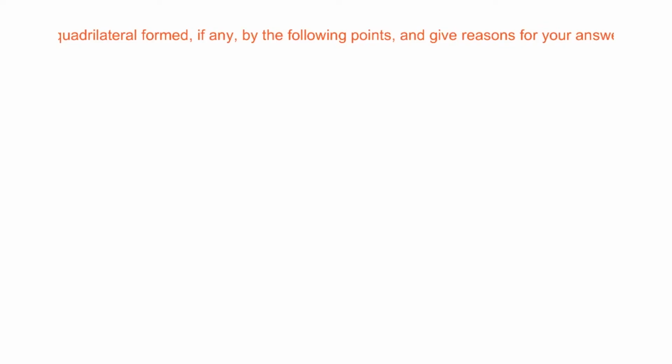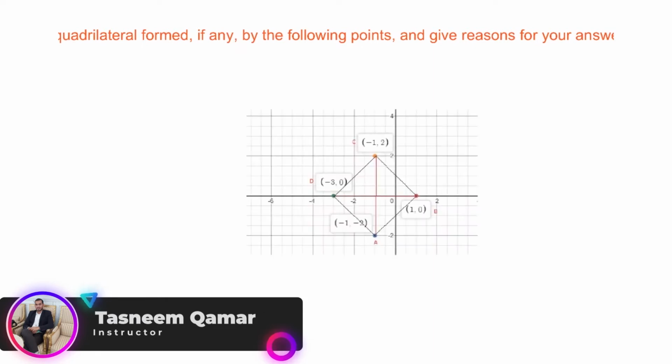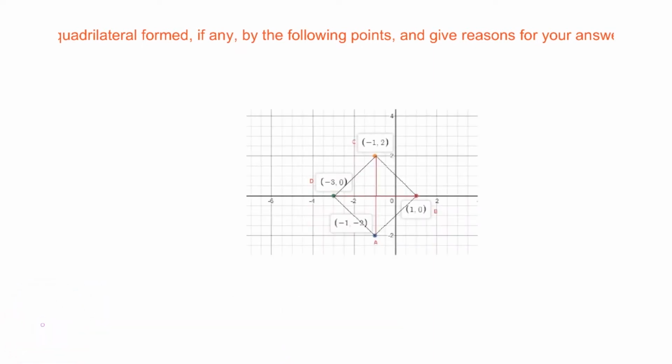Name the type of the quadrilateral formed, if any, by the following points and give the reasons for your answer. -1, -2, 1, 0 and -1, 2, -3, 0. First, let us see how this figure will look on the graph using the following points. Okay, these are the vertices of the quadrilateral.